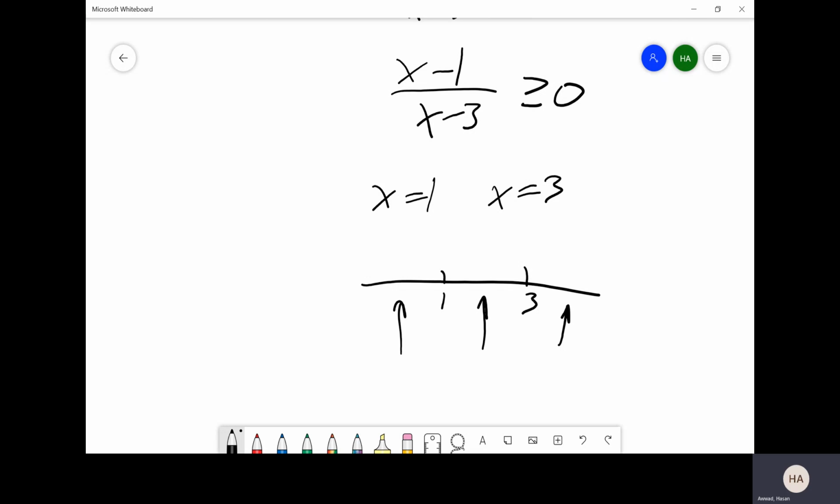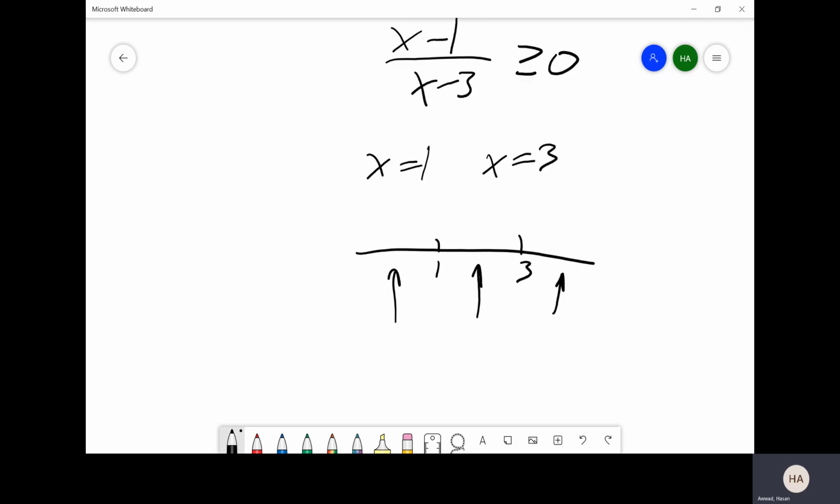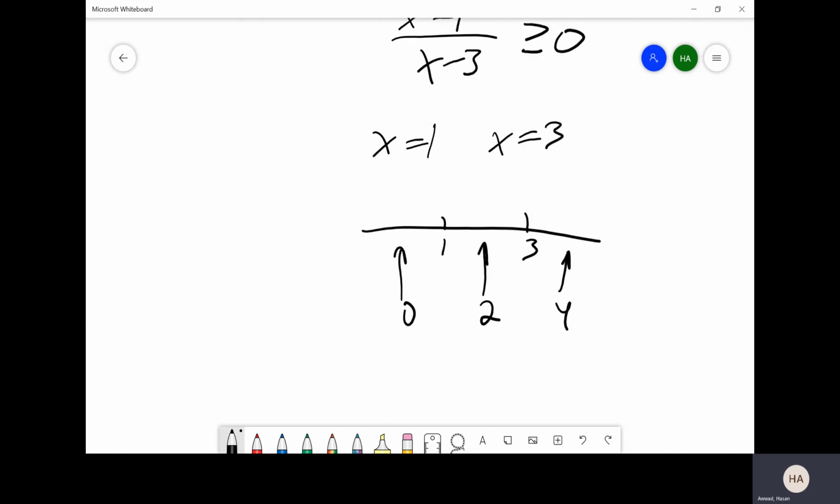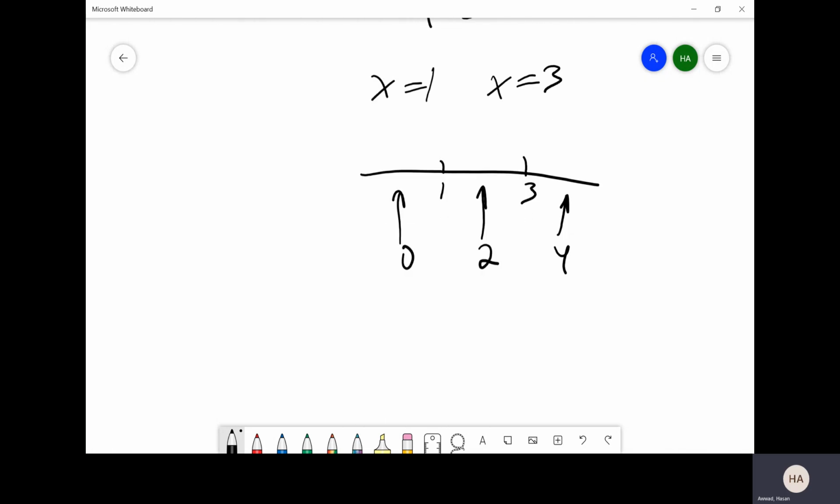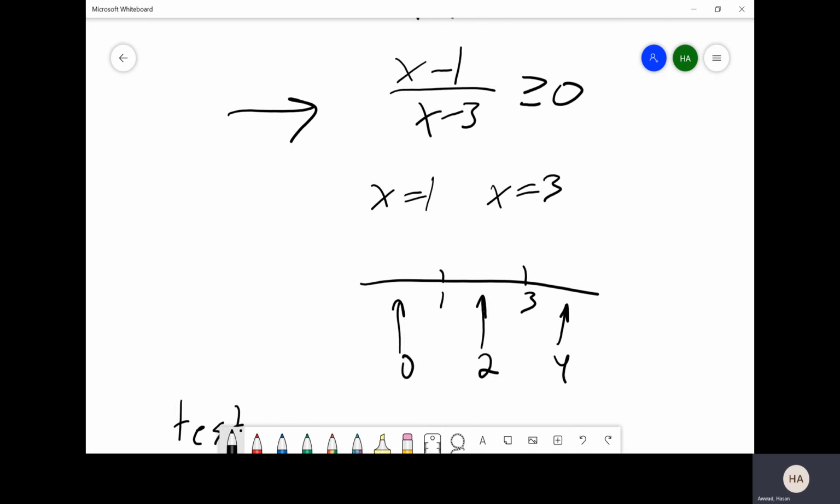Okay, so we have to pick 3 test points. I myself think that picking the easiest numbers is the easiest. So 0, a number between 1 and 3 that's not a fraction, 2, and then the next number after 3, 4. I'm going to use those 3 points for test points. So what am I going to do here? I'm going to plug my test points into this inequality and see if it makes the inequality true.